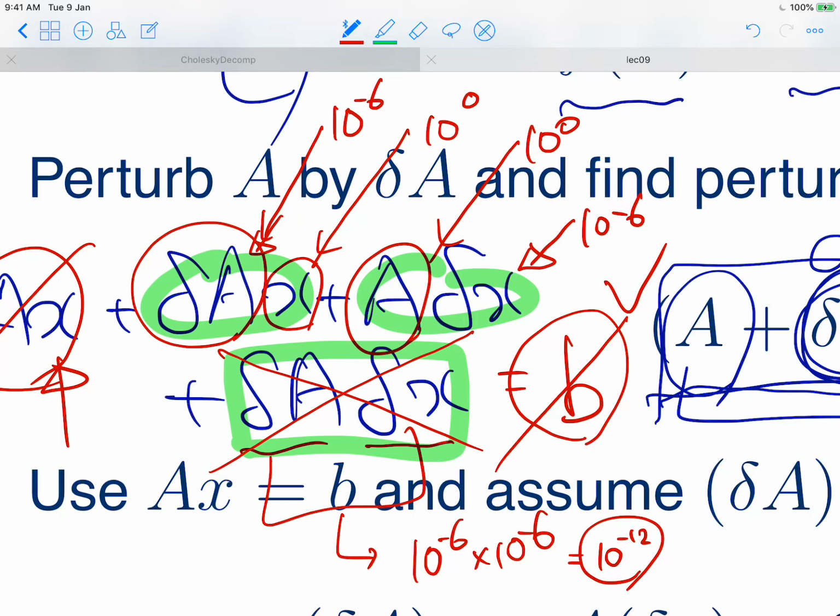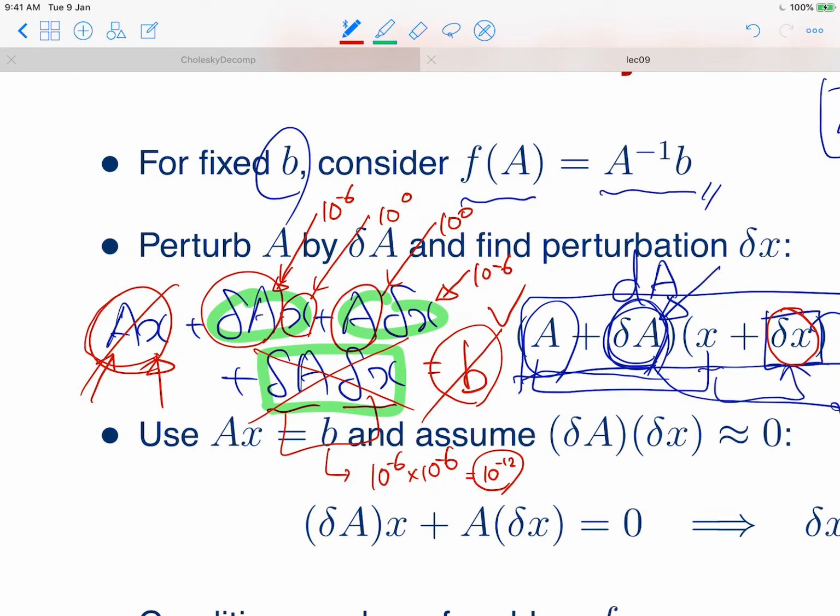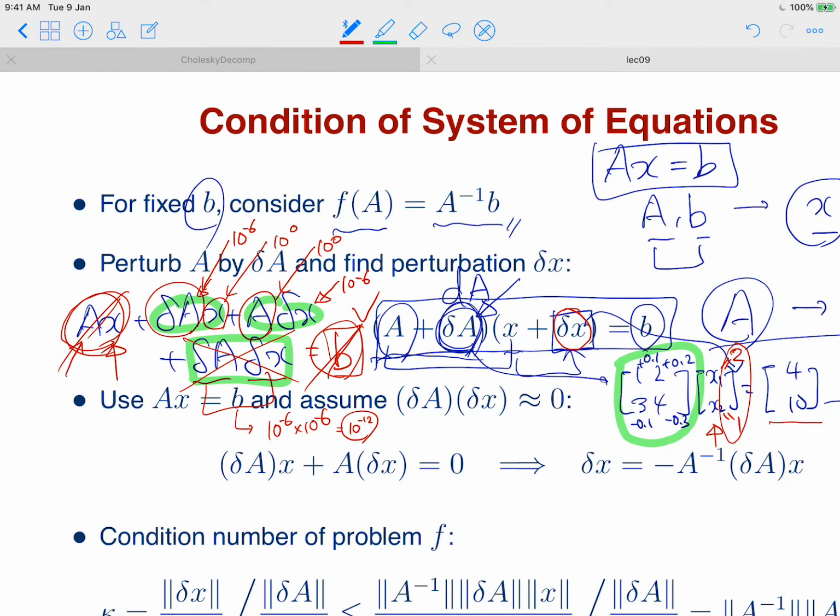Okay, so we ignore this because it has such a small scale, and also, considering the pre-perturbed version, AX should be equal to B, and so it is cancelled out. Thus our conclusion is that the multiplication of these two terms, and then the summation between these two, should equal 0.